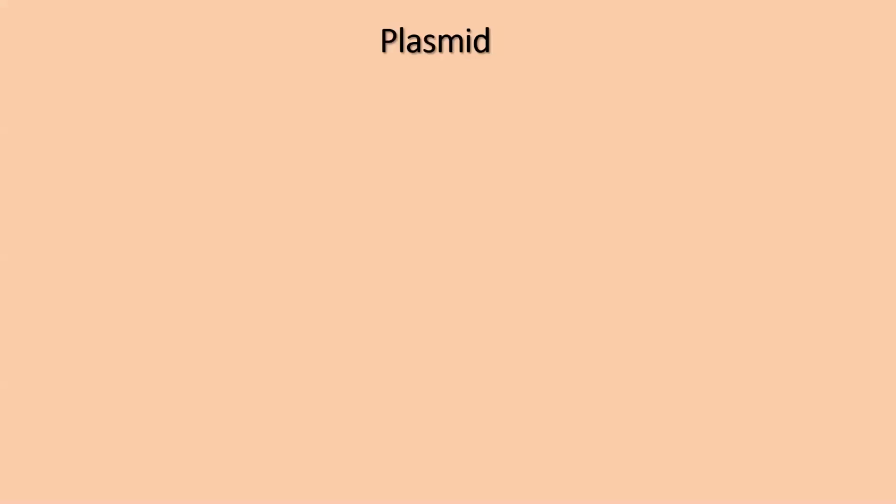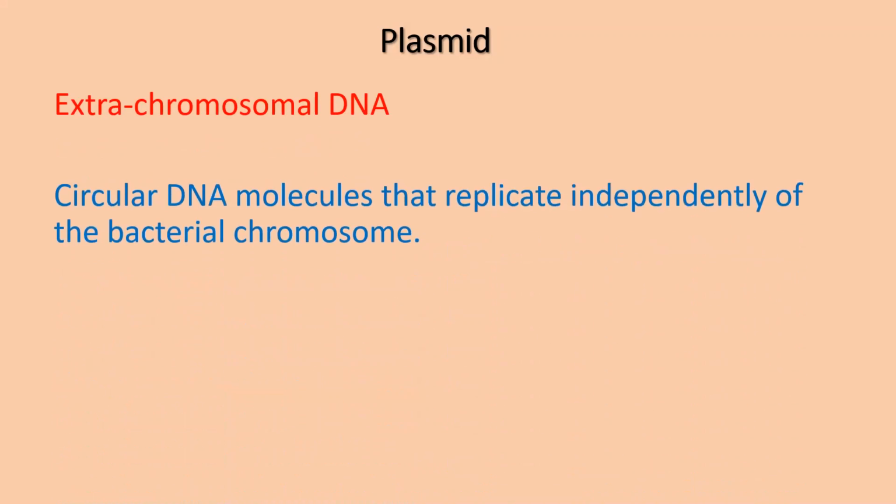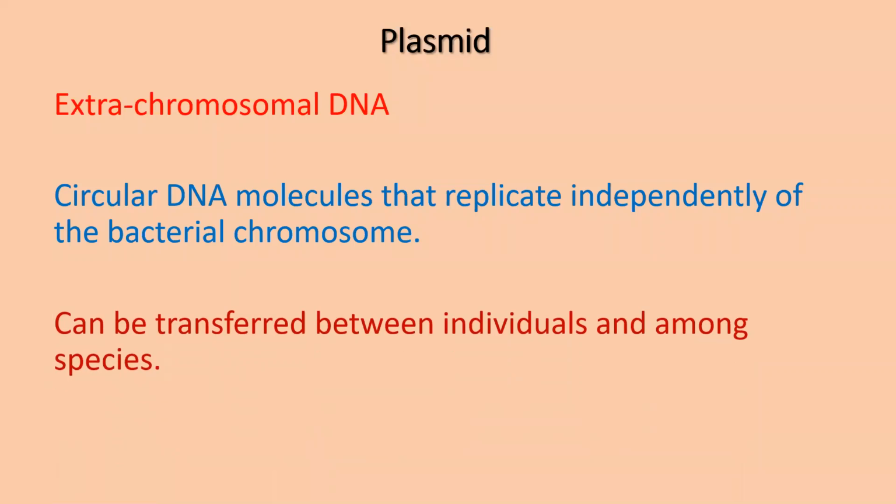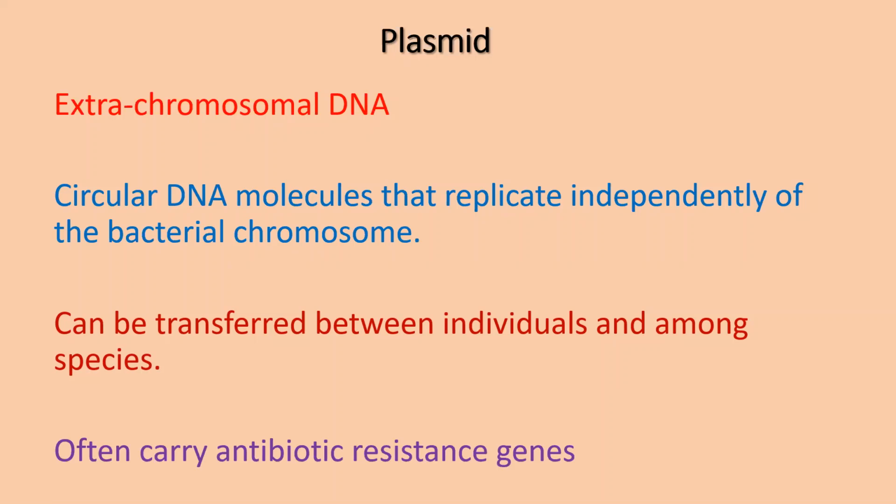Now we are going to talk about plasmid. Plasmid is extrachromosomal DNA. It's a circular DNA molecule that replicates independently of the bacterial chromosome. It can be transferred between individuals and among species. And it carries antibiotic-resistance genes.